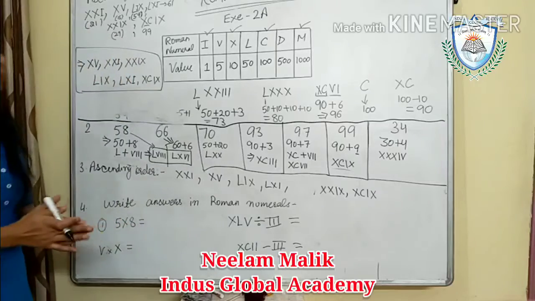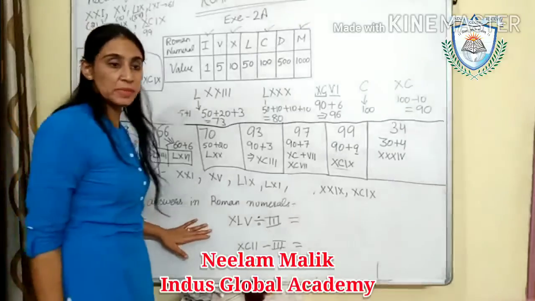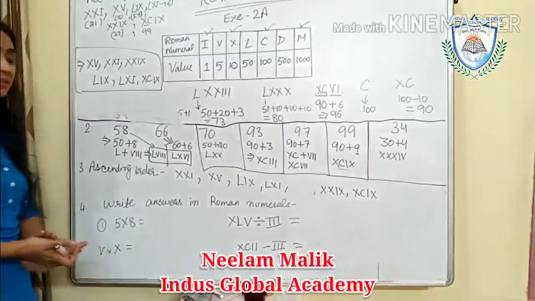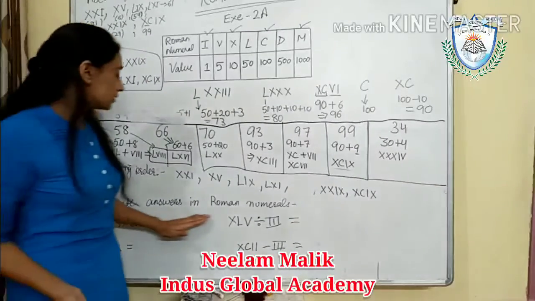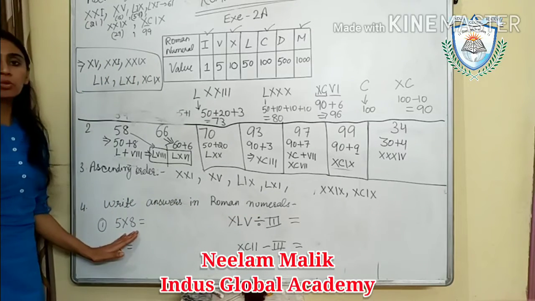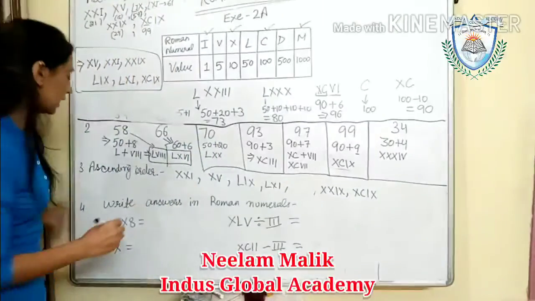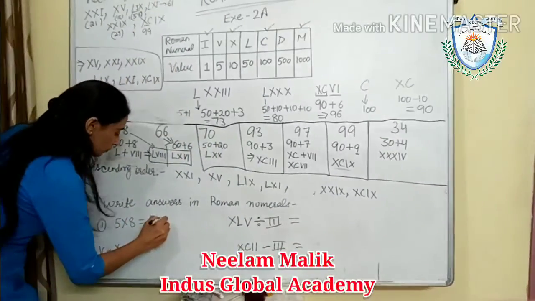So next, I hope you understand this, is the last sum. That I'll explain here. After that you will do practice. Write answers in Roman numerals. Here is 5 into 8. What is that? 40. So write that 40.